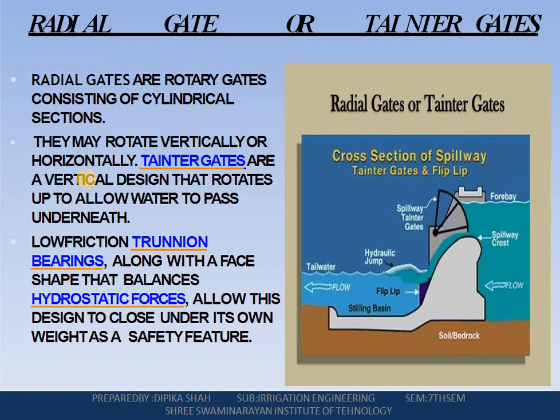The load of the gate and water, etc., is carried on a bearing mounted on the piers. So the gates can be lifted by means of ropes and chains with the help of a power-driven winch. You can see in this figure these are the radial gates or Tainter gates. This is the spillway Tainter gate, right, and this is the spillway crest.